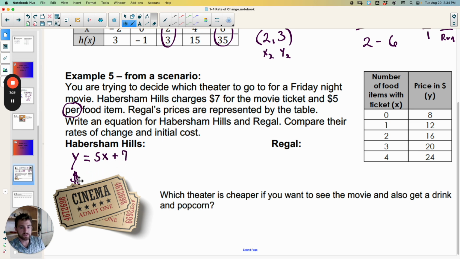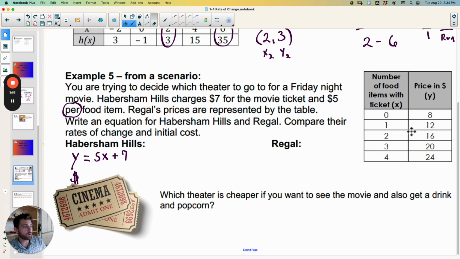So the way this reads is the total cost is equal to x food items that you buy. So if you buy 2 food items, that's 2 times 5, which is $10 plus the $7 it would cost to get into the theater. If you were to buy 3 food items, it'd be 3 times 5, which is $15 plus the $7 it costs to get into the theater. Alright, so that's for Habersham Hills.